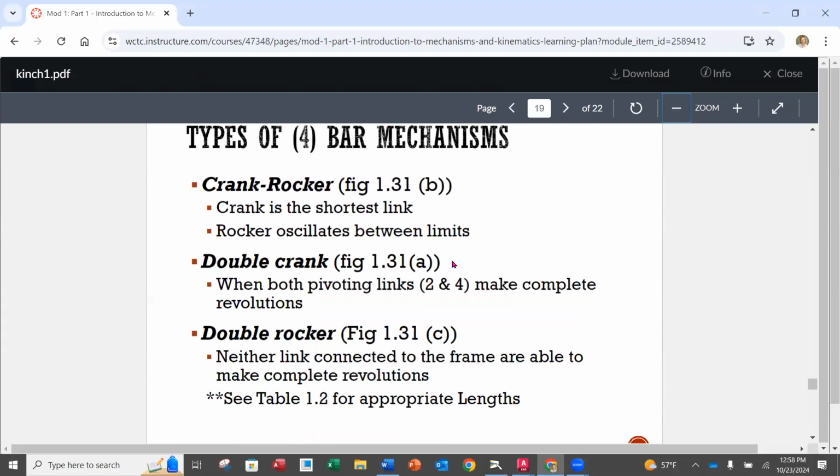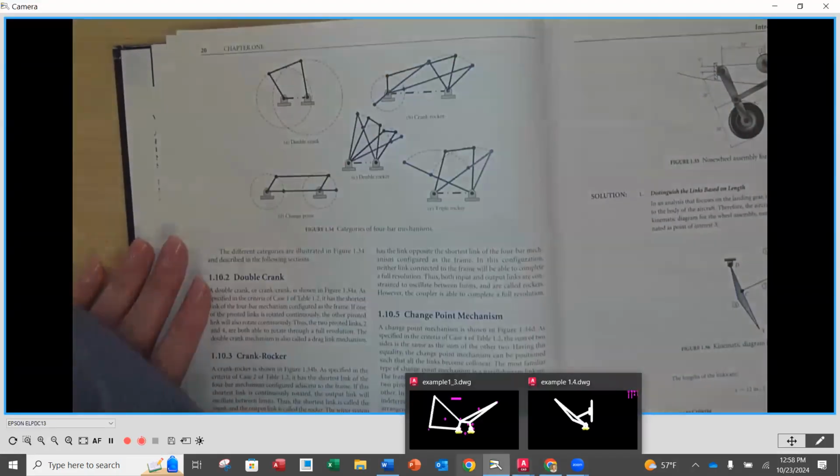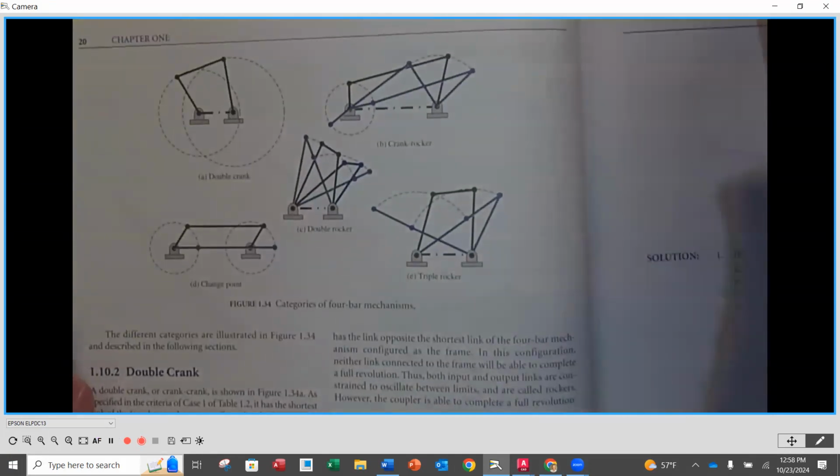Now, there are different types of 4-bar mechanisms. The 3 common types are going to be crank rocker, double crank, and double rocker. And we can see those on the top of page 20. So if we go to the top of page 20, we've got examples of each one here. So I'm going to zoom in on that illustration.